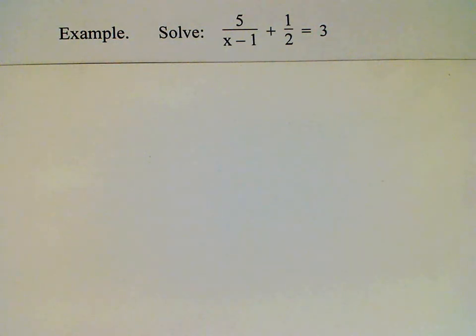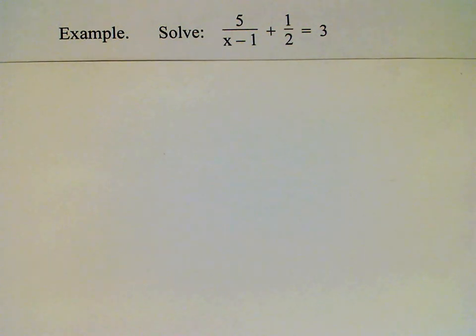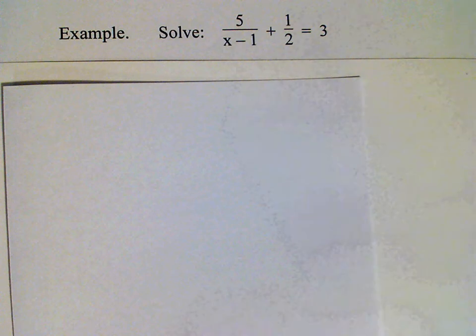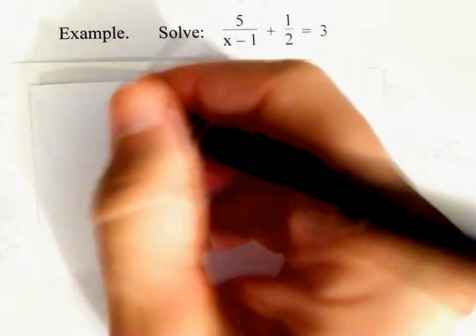In the previous video, we saw how to solve a fractional equation by multiplying by the least common denominator. This converts the fractions that we have so that we no longer have any fractions. So let's just do a couple more examples.